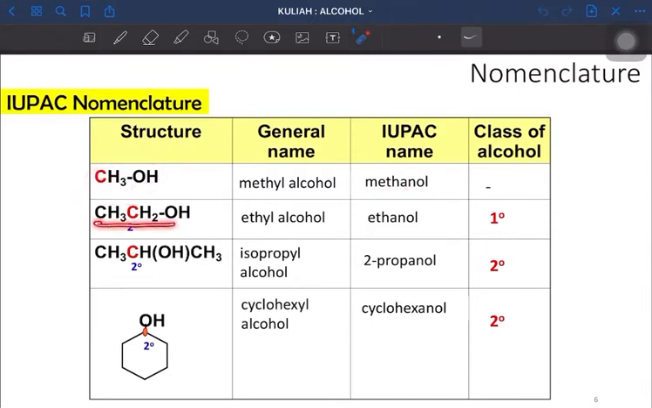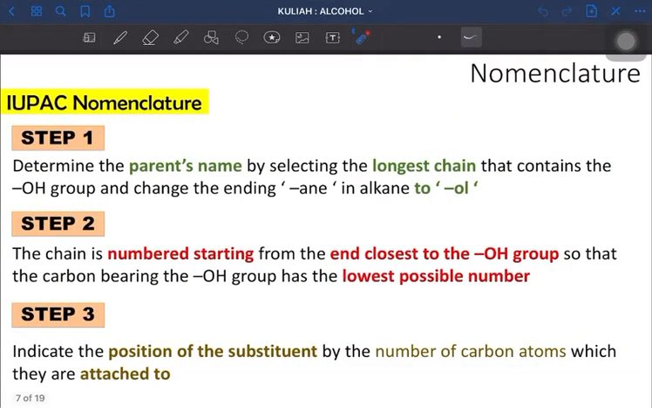And then we have ethyl alcohol, which gives the IUPAC name ethanol. Then we have isopropyl alcohol, which gives you the IUPAC name 2-propanol. And then we have cyclohexyl alcohol, which gives the IUPAC name cyclohexanol. Now let's look into how we are going to name our alcohol according to the IUPAC nomenclature.